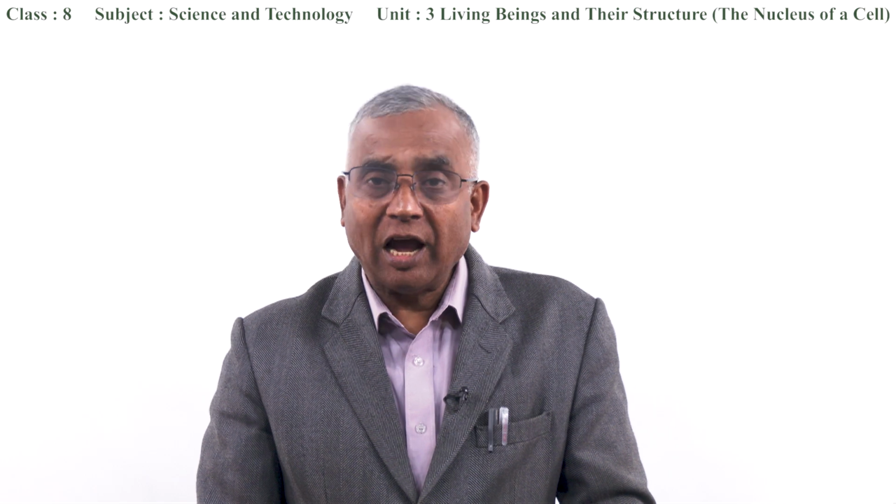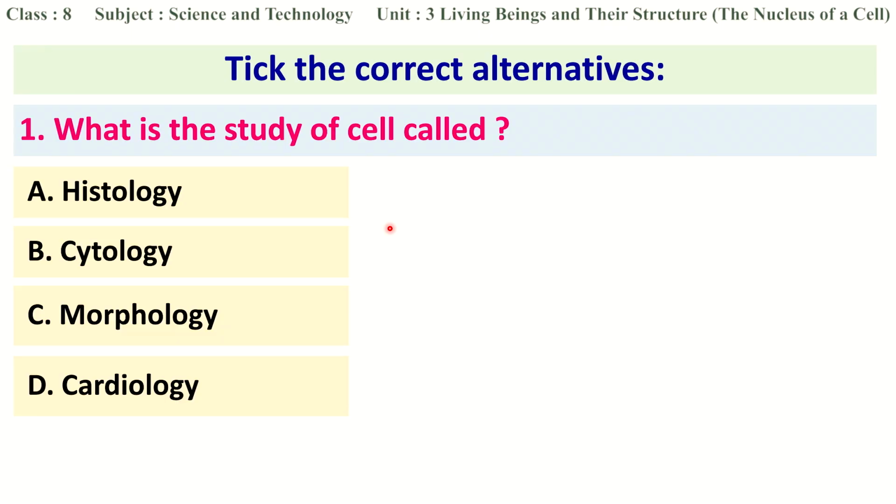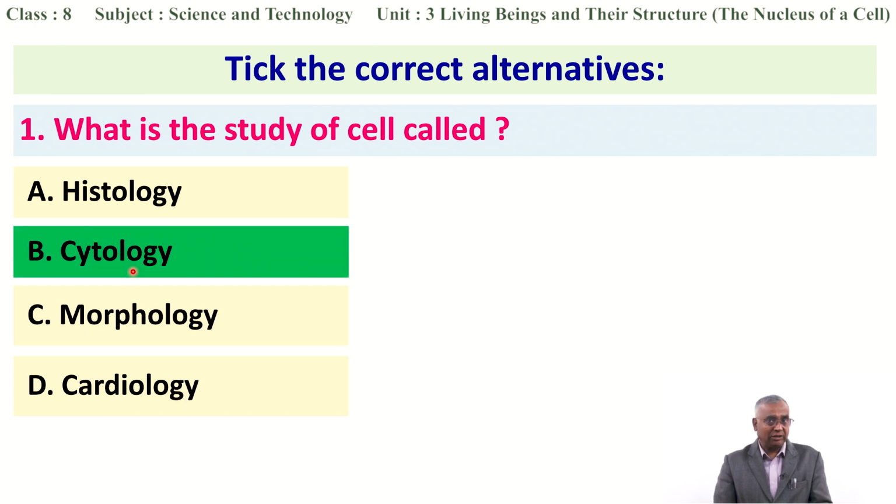Now, what have you learnt? Let's see. What is the study of cell called? This term we have not discussed. That is your general knowledge. Is it histology, cytology, morphology or cardiology? That is B number, I think you are marking it, that is cytology.